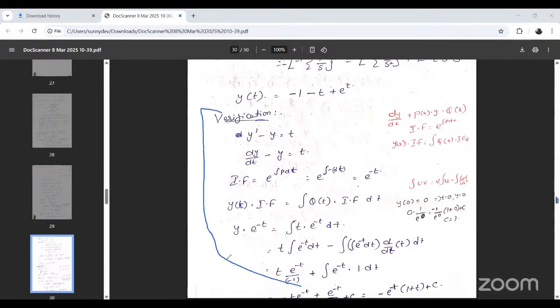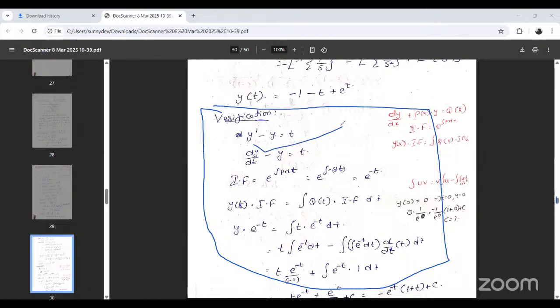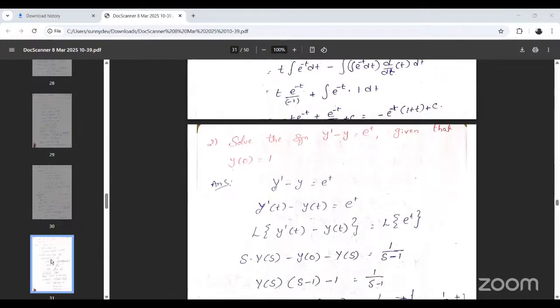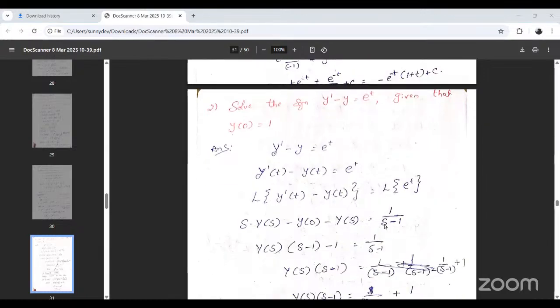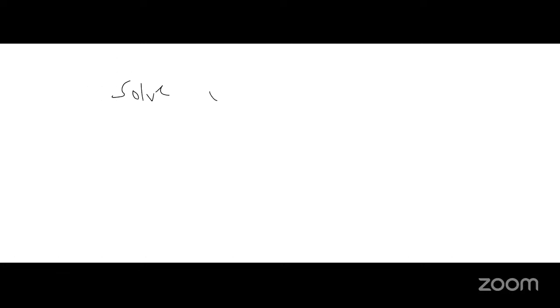So we are doing the verification. So this is a linear differential equation in y. So that integrating factor, you know. And solve y dash minus y equal to e power of t, given that y of 0 equal to 1. So solve y dash minus y equal to e power of t, comma, y of 0 equal to 1.